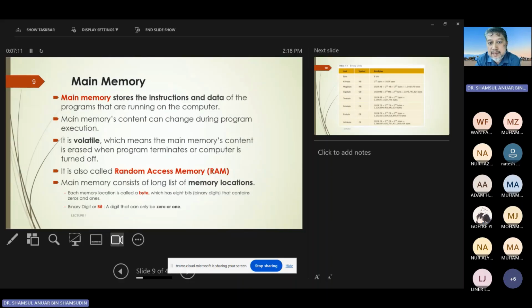So main memory stores instruction and data of the programs that are running. Main memory content can change during program execution. It's volatile, and it's also called random access memory, RAM. So usually when you buy a computer or you look into the feature of the computer, they'll tell you how much random access memory, RAM, they have.